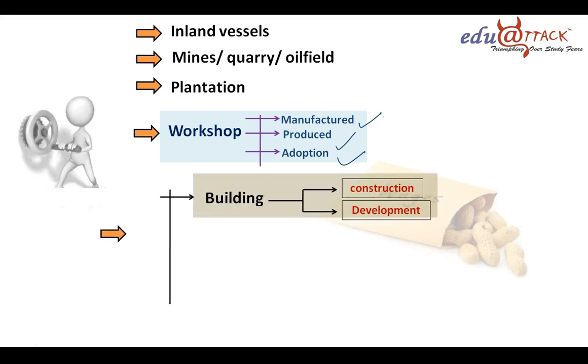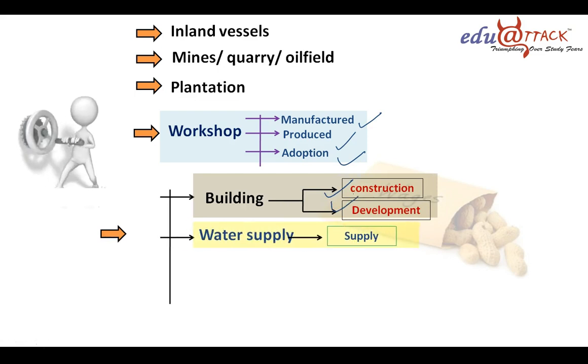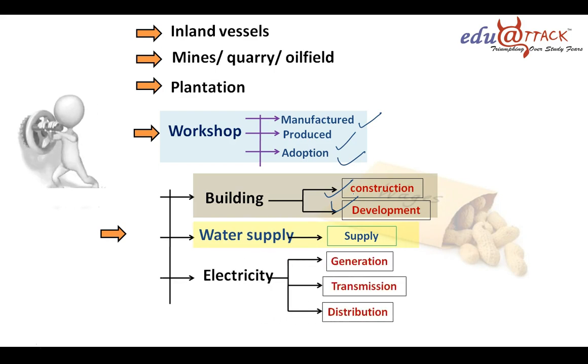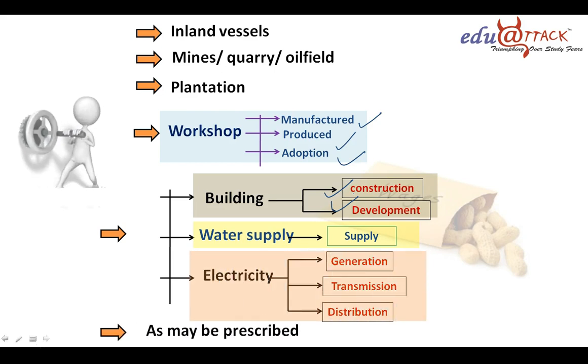Building related work of construction and development, water supply, the people who are in charge of supplying water, the electricity department where the generation, transmission and distribution process is being carried on, and as may be prescribed. So this is the list here. The people who are working in these things are covered under the act and who are drawing wages up to rupees 24,000 only. Okay, clear, right?